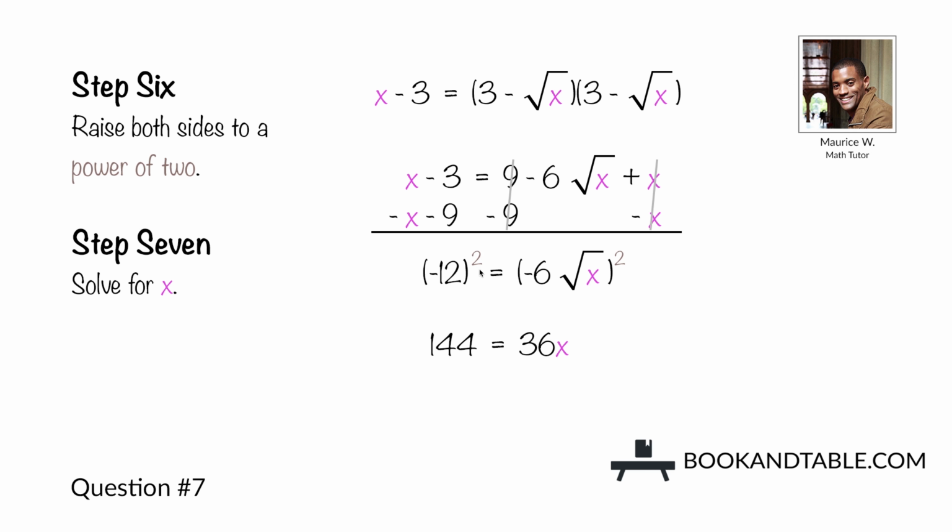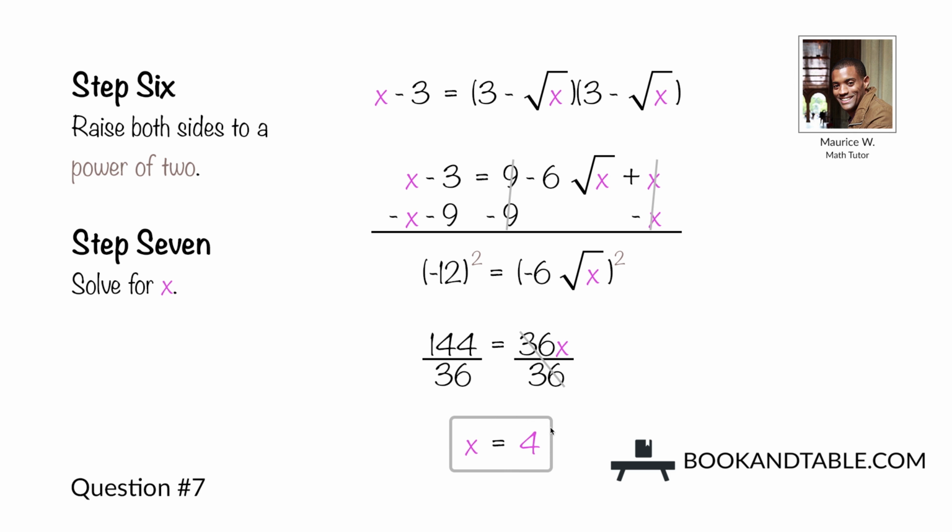Negative 12 squared is equal to 144. Negative 6 squared is equal to 36. And the square root of x squared is equal to x. And now step 7, we can solve for x. Since the coefficient is 36, we'll divide both sides by 36, giving us x is equal to 144 divided by 36, which is equal to 4.